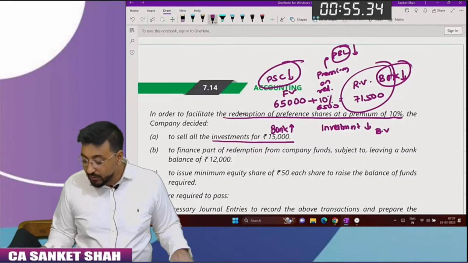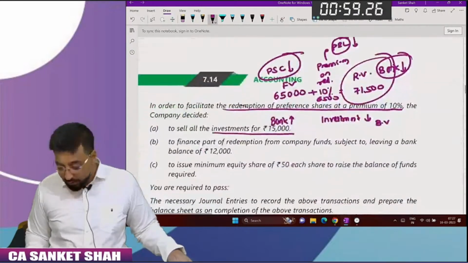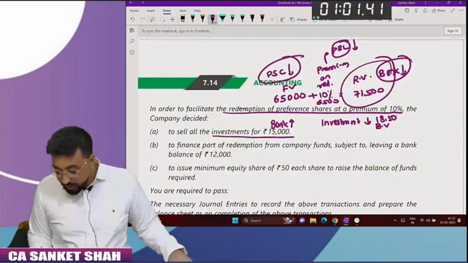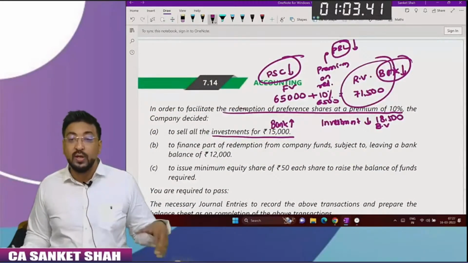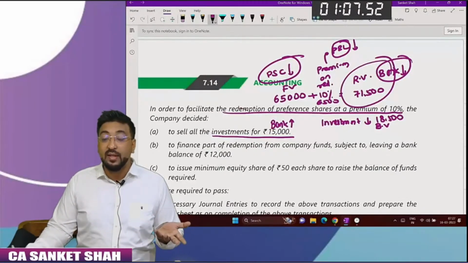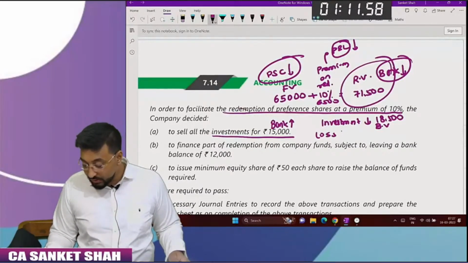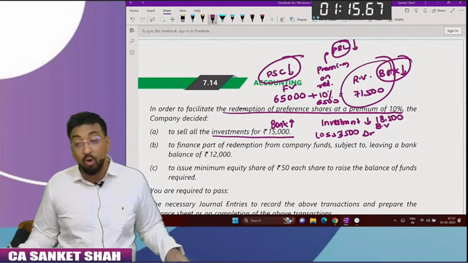Now what is the direct entry, student? Book value. Book value means balance sheet value. So you reduce your investment by 18,500. You sold it at 15,000, so you received 15,000 and your investment was 18,500. So it's your loss. What is the loss? Loss is rupees 3,500, and debit all expenses and losses. So beta, the loss will be a debit balance.